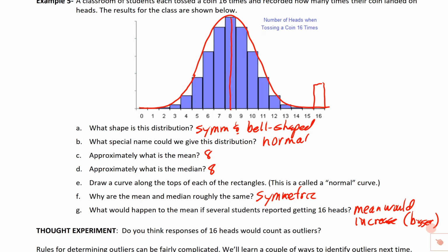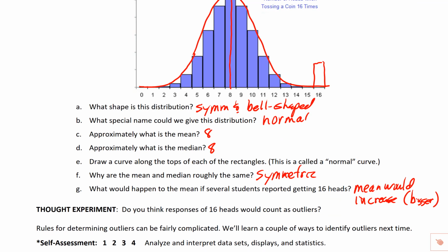Now, do you think 16 heads would count as an outlier? If you flip a coin 16 times, would it be very likely that you get 16 heads? It wouldn't happen very likely. It might be an outlier, and the rules for outliers are really complicated. So for right now, we're just going to look at things and say, yeah, that kind of looks like an outlier, and we're going to learn some rules for outliers in the next couple of lessons. All right, good luck with the assignment.